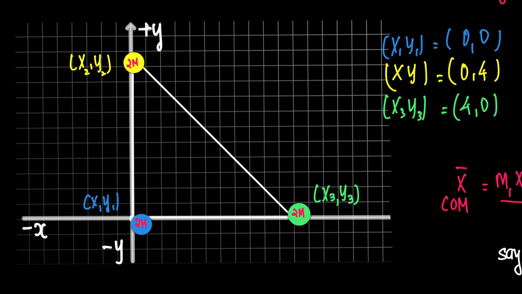Now that we have the setup, what can we do? We can assign the values of x1, y1, x2, y2, and x3, y3, where these are the corresponding positions of the three masses 2m, 2m, and 2m at each corner of the right angle respectively. Now, what is x1, y1? Since this is at the origin, x1, y1 has to be 0, 0, right?